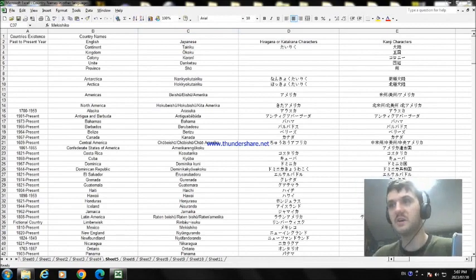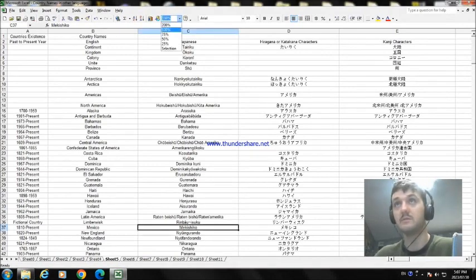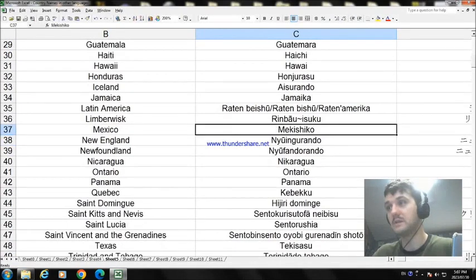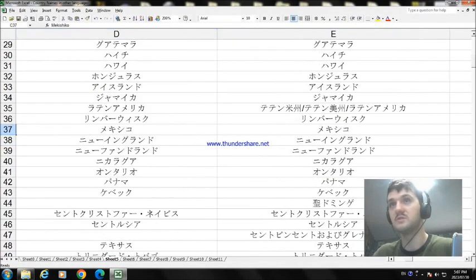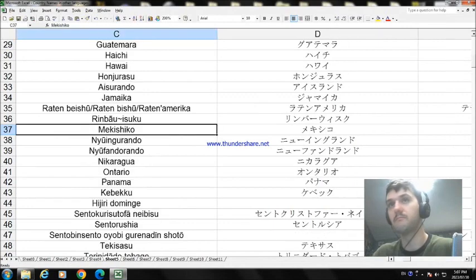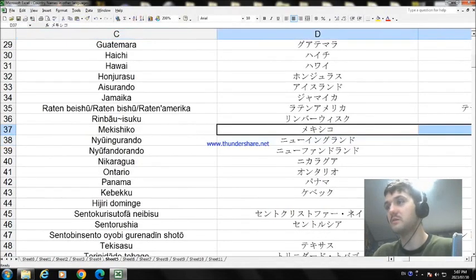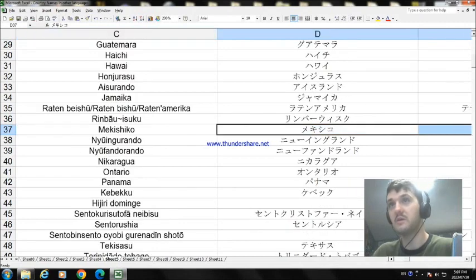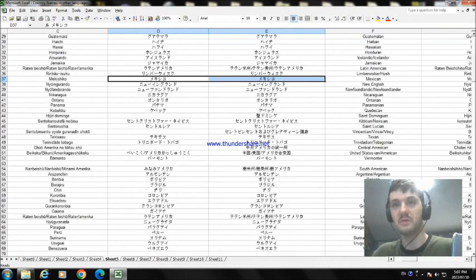And you probably can't see the kanji and the hiragana characters. Well, let me show you about that. You can see it, okay? Here it is, right here. So here they are. The word Mokishiko, which is Mexico in Japanese. So just showing you anyway.